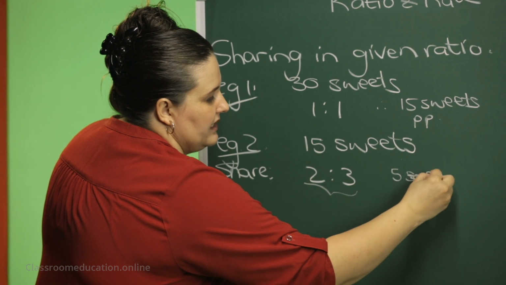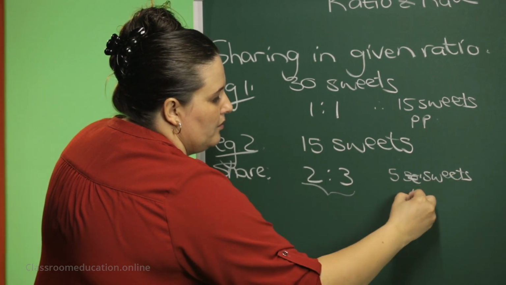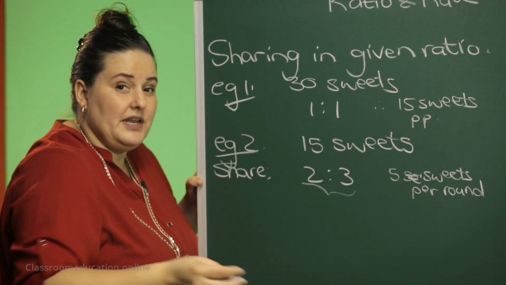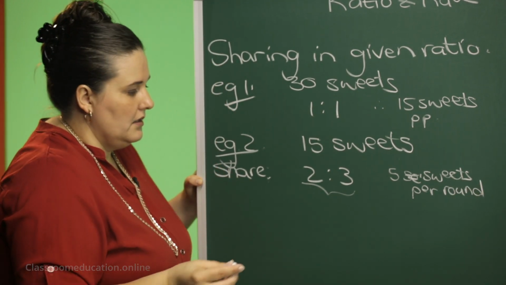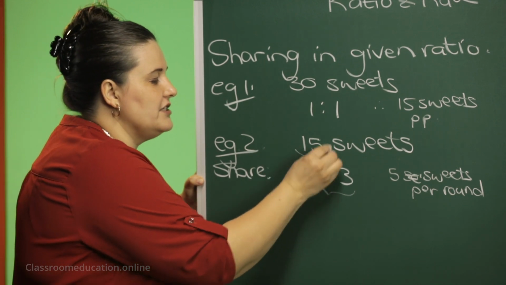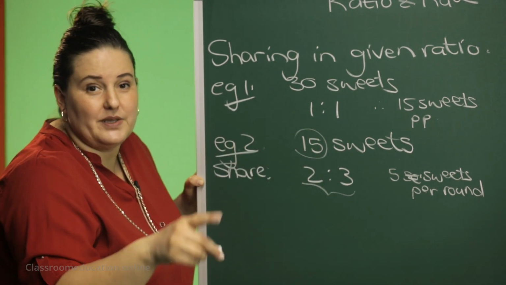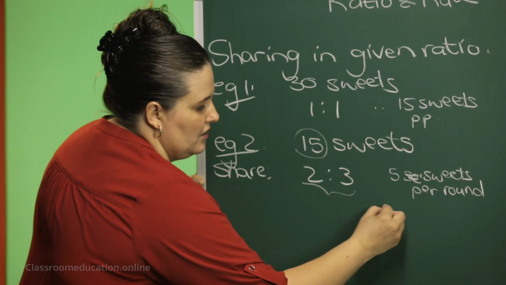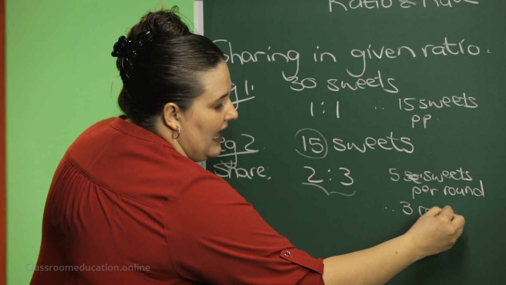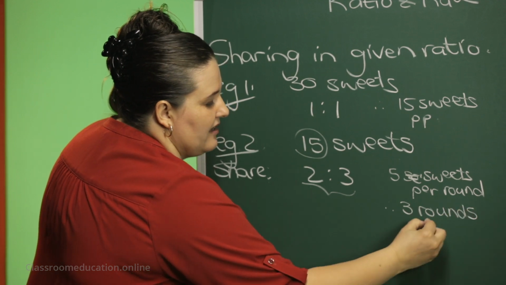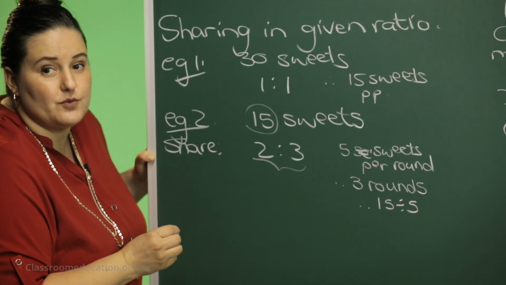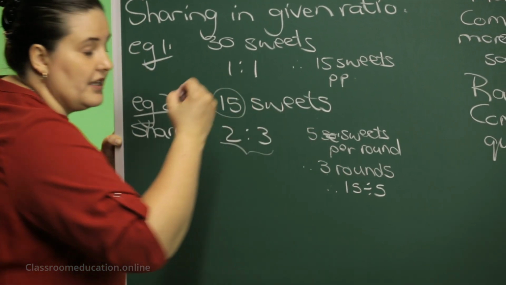So if I have 5 sweets per round, how many rounds will there be? So how many 5s can go into 15? Or think about the sweets that we have shared. There were 3 rounds. And how did I get that? By saying 15 divided by 5, because I had 5 sweets per round. That was the 3 rounds.